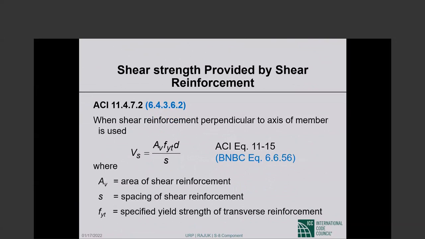When shear reinforcement perpendicular to the axis of the member is used, this is now the reinforcement part. We talked about V sub C quite a bit. V sub S is A sub V f sub yt, the shear carried by one piece of shear reinforcement, times the number of shear reinforcement crossed by a diagonal crack, which is the d over s part. So V sub S is A sub V f sub yt d over s.